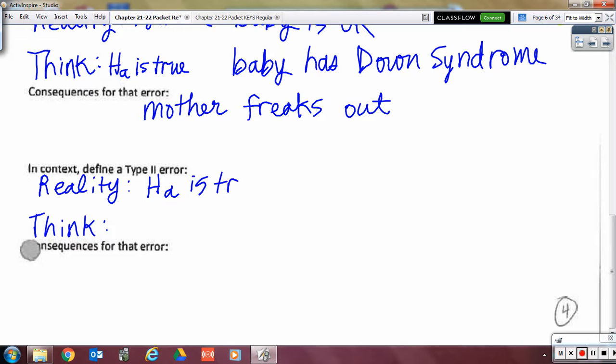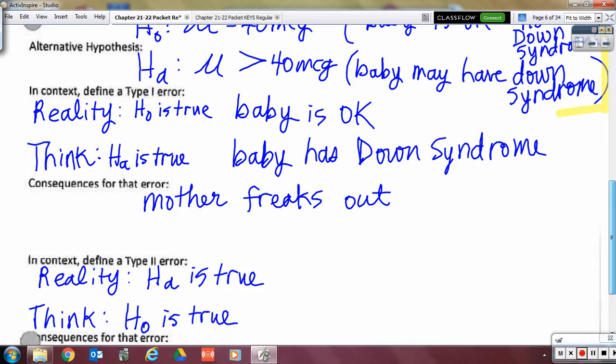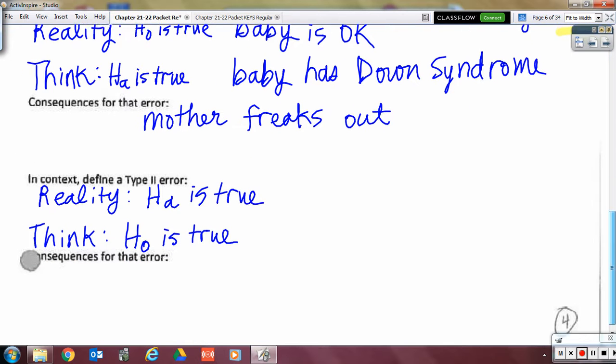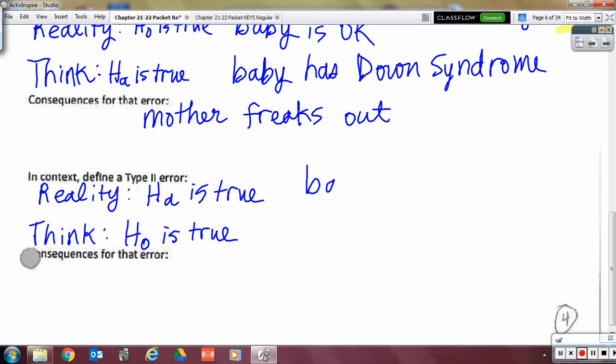HA is true. But we end up getting a sample that makes us think our sample makes us fail to reject a false null hypothesis. So we think that HO is still true. Okay, so the reality is that the baby has Down syndrome.